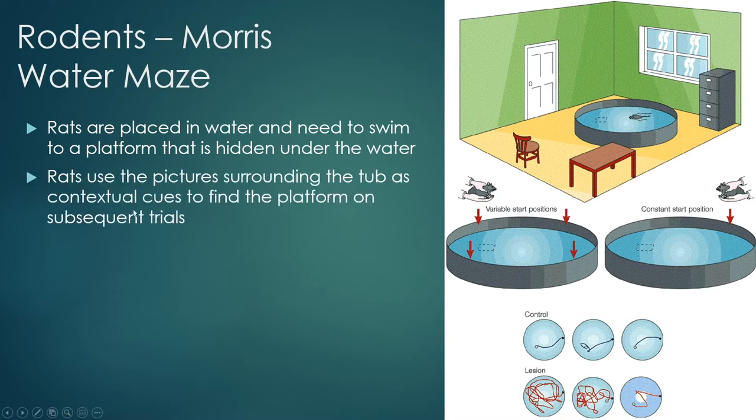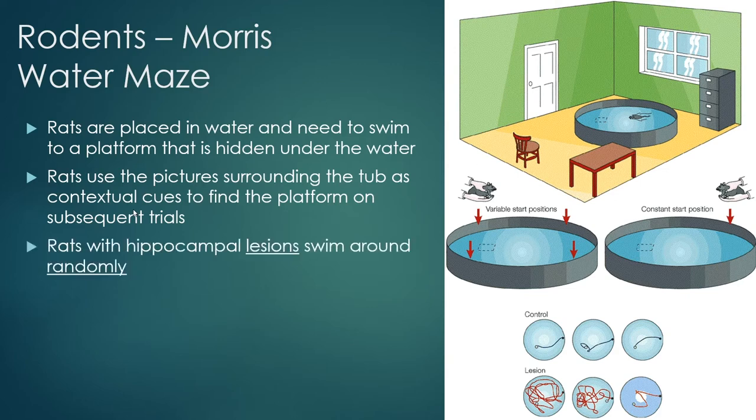And so that's what that was getting at. When you drop it in the first time, it swims around randomly. But after the second or third trial, once it has learned the environment, once it has mapped it all out, then it's able to find the platform really fast. It swims right to it. But if you lesion the hippocampus, if you take the hippocampus out, these rats will swim randomly over and over again. It doesn't matter how many times you do this, they're not going to learn where the platform is. They're not forming a map of the environment.